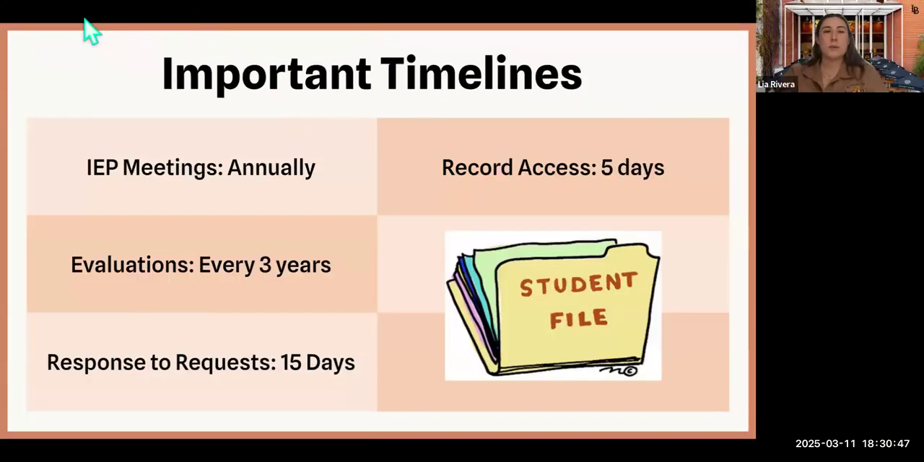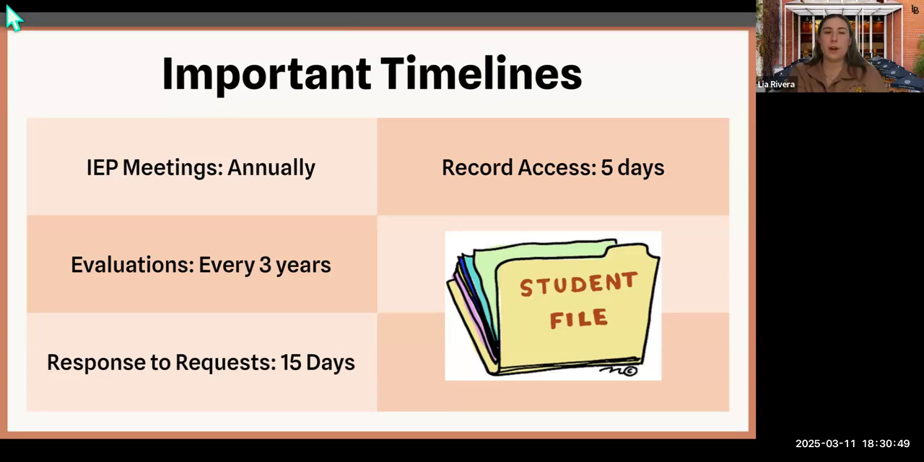These are just important timelines to keep in mind throughout the student's educational journey. The IEP meeting should be held annually. Evaluations of that IEP should be held every 3 years. If you, as a parent, have any request, if you want to change something or maybe something didn't quite sit right, the school will have 15 days to respond to your request. And if you are looking into wanting a copy of your own records, the school has 5 days to provide those records.